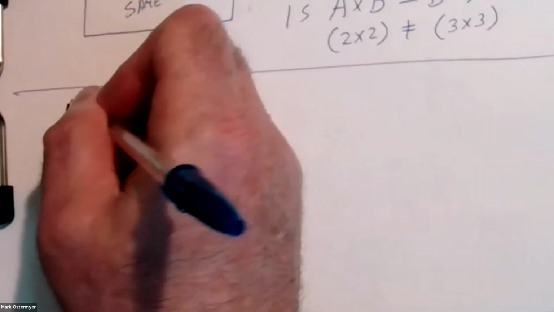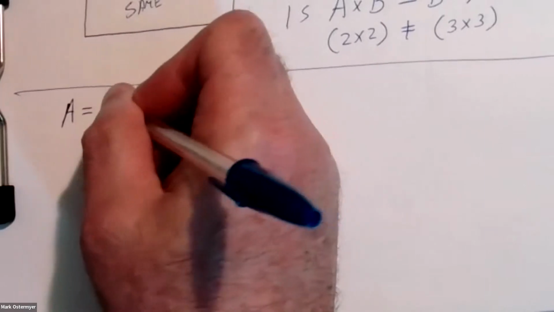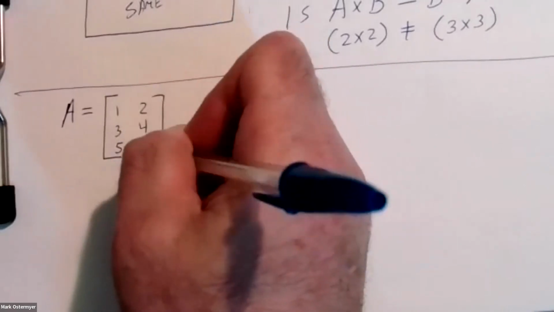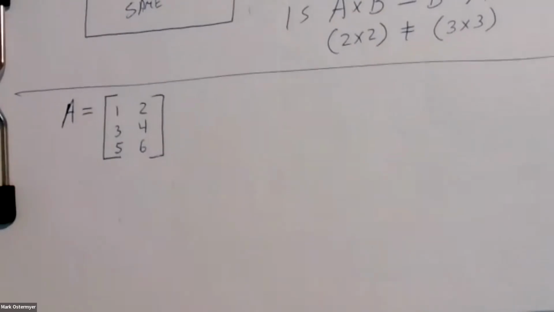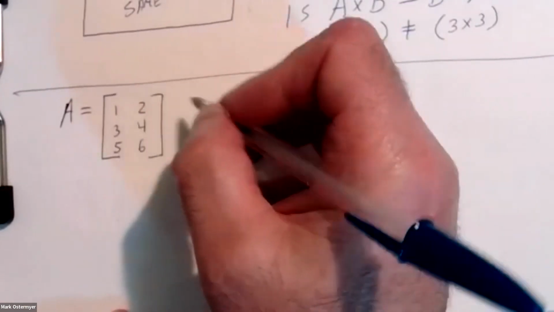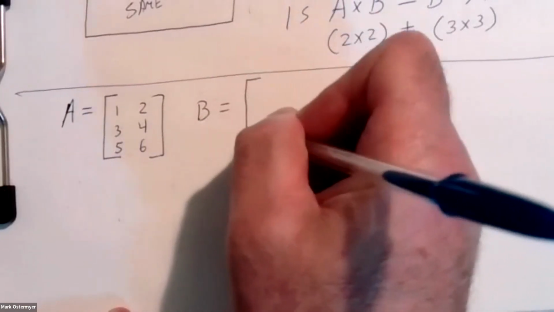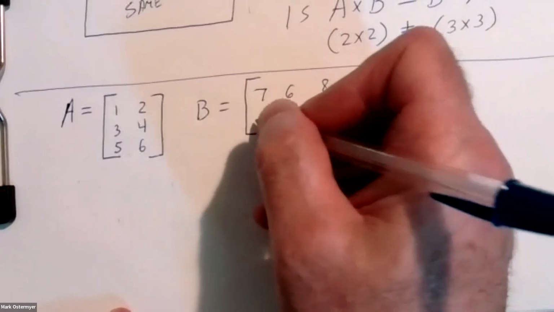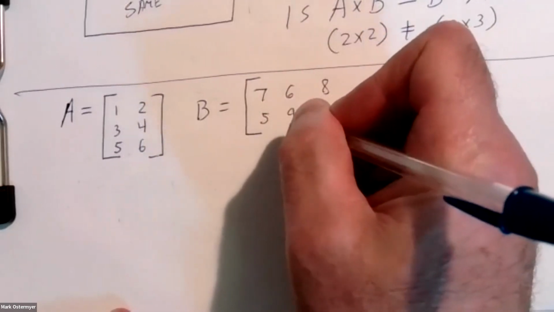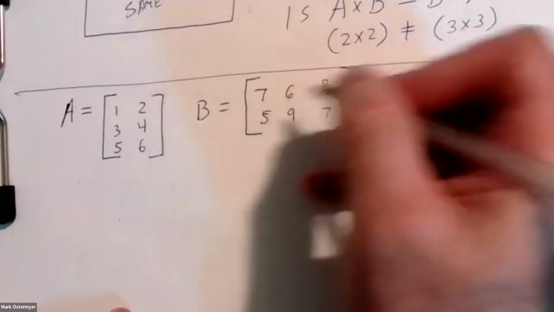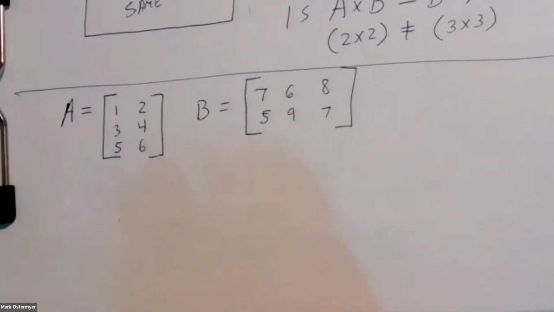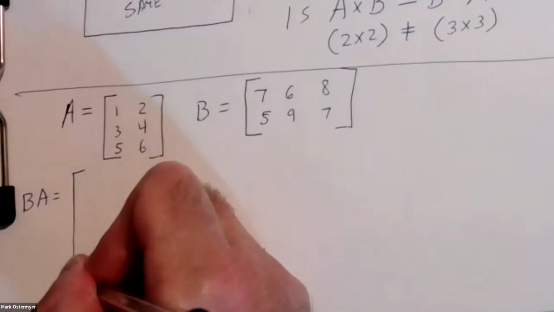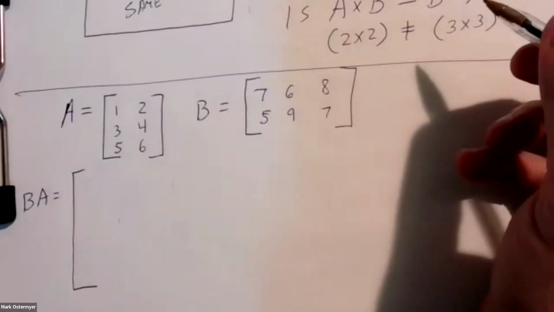In fact, matrix A, we will use the same matrix that we just used in the last problem. Here's matrix A, and then matrix B is going to be the same as it was in the last problem. But instead of doing A times B, I'm going to flip this around and do B times A.